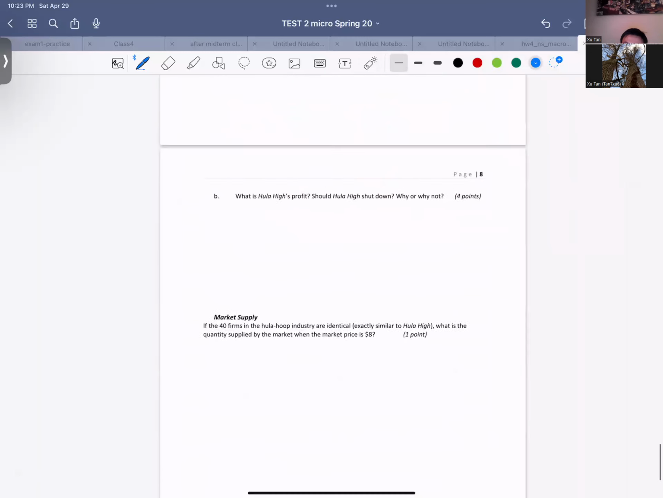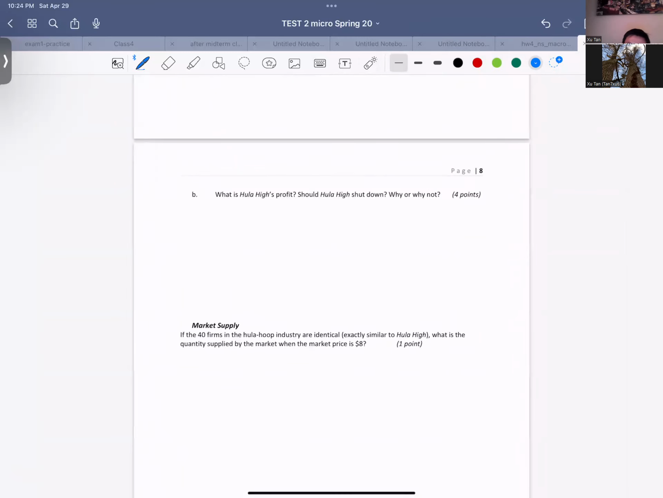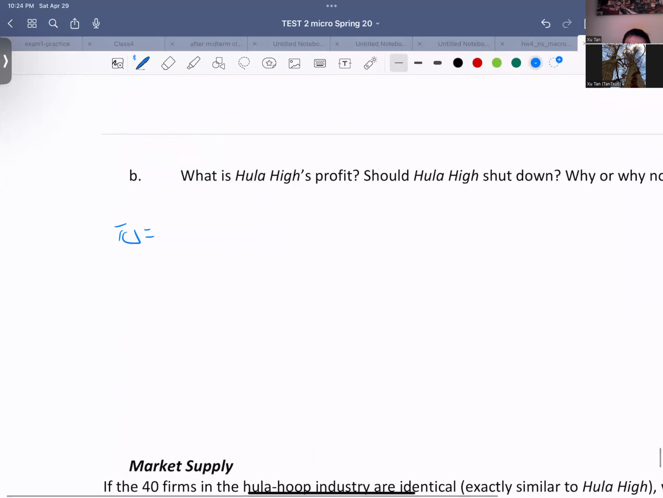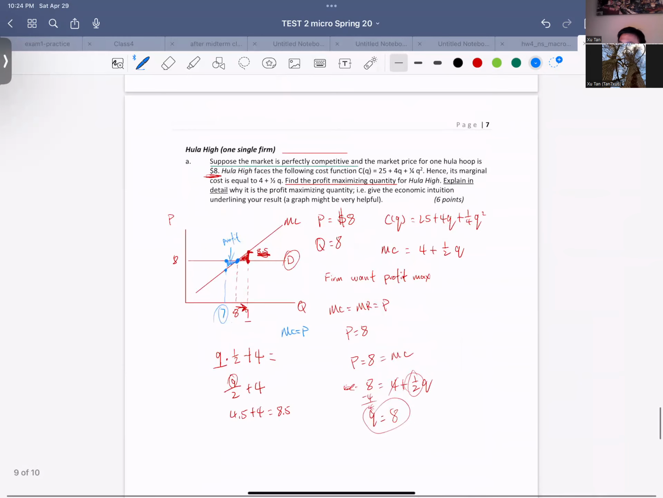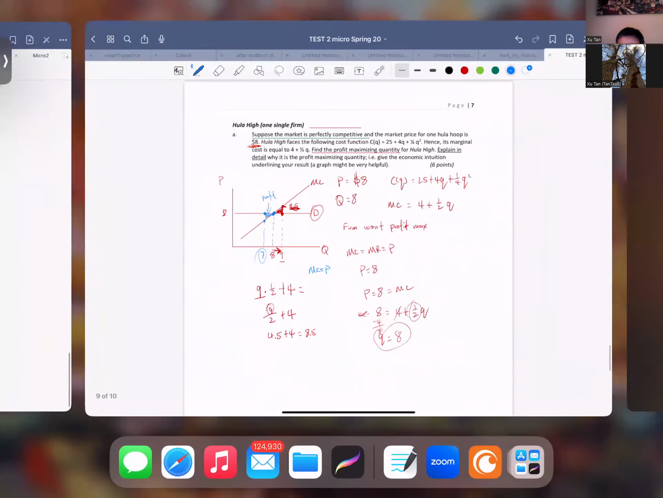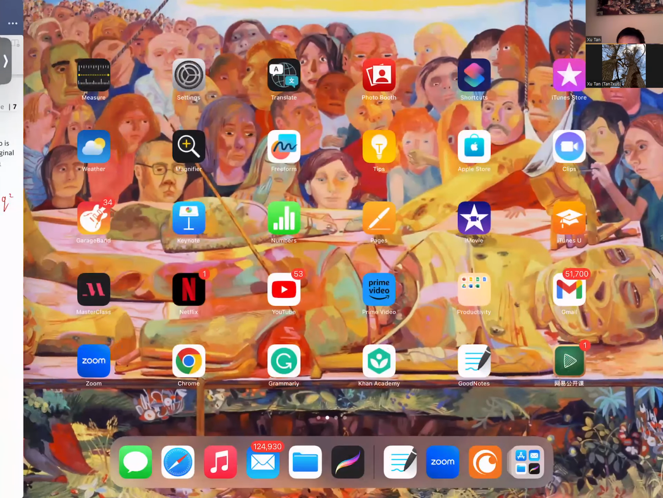So let's find Hula High's profit. What's the profit function? Profit pi equals revenue minus total cost. In this case, what's our revenue? This.